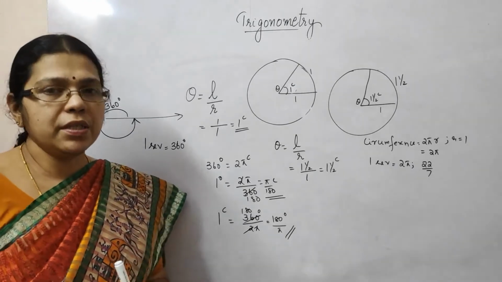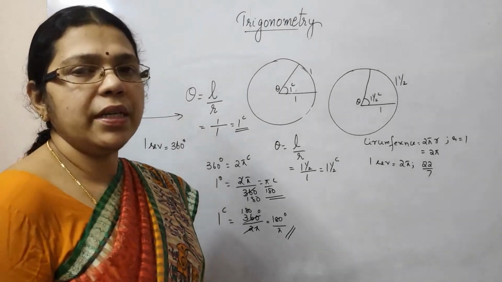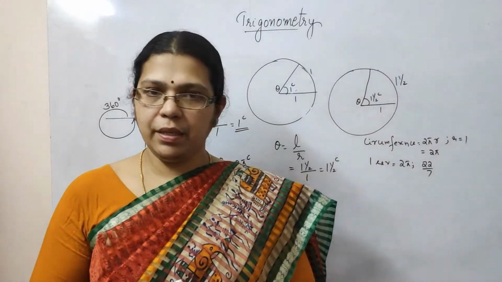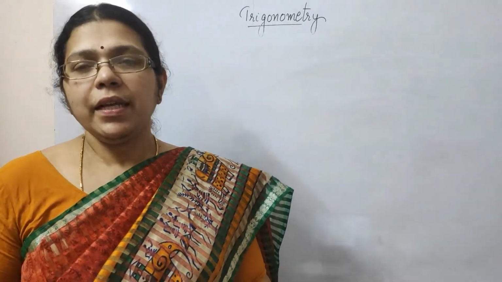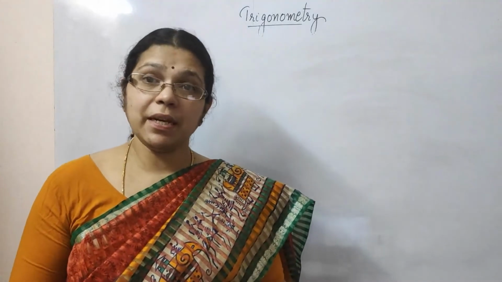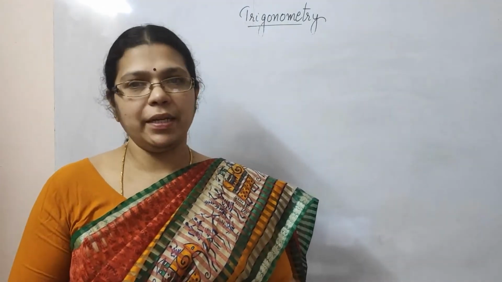Now, we are going to discuss how to convert the degree measure into the radian measure and the radian measure into degree measure. Now, further I move into the conversion of degree to radian and radian to degree. Let's discuss certain degree measures which you already know. Let us convert those degree measures into radian and see.